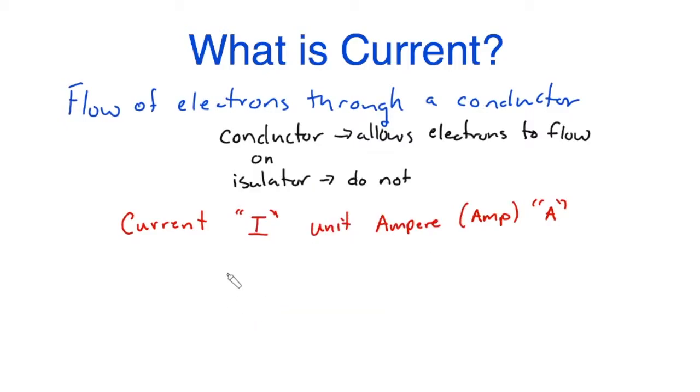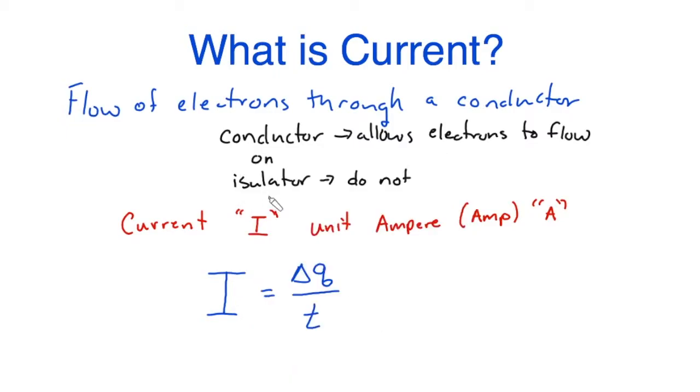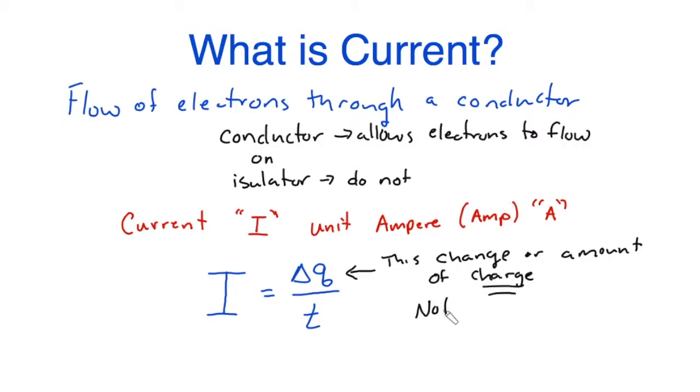Now, to solve for current, we're going to say current is equal to the amount of charge, a change in charge, divided by how fast that charge is moving. Now, there's a couple of things that we need to look at here, more specifically when it comes to this Q. This is a charge. This is a change or amount of charge, not electrons.